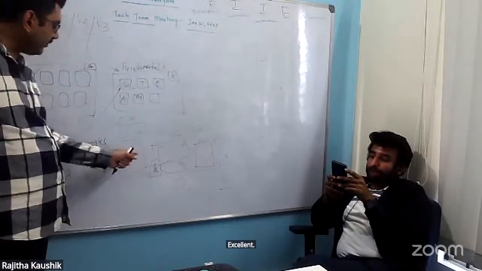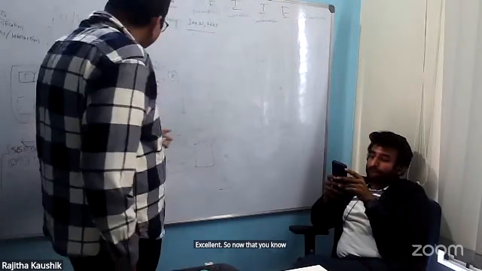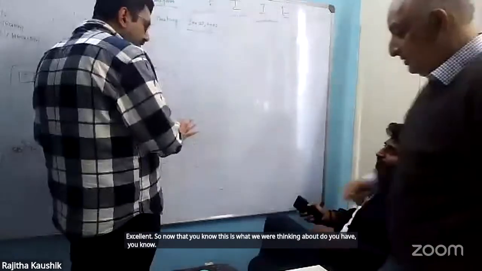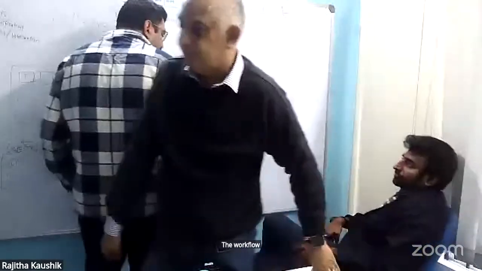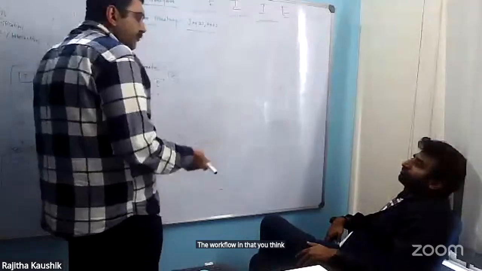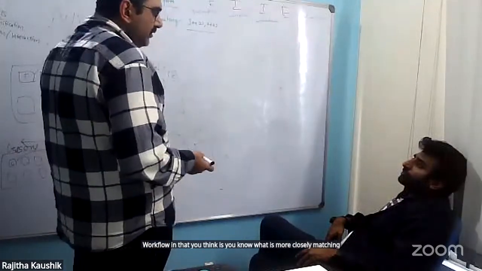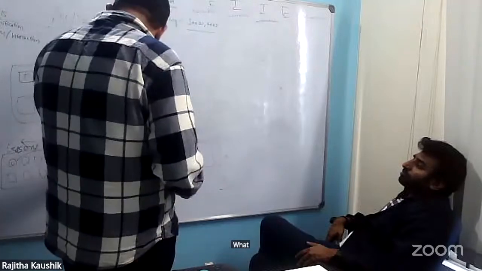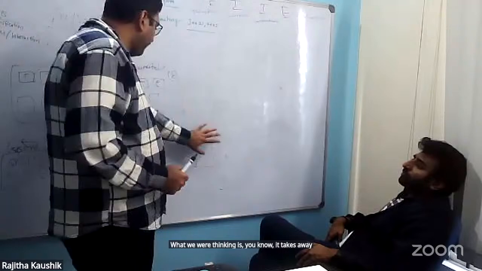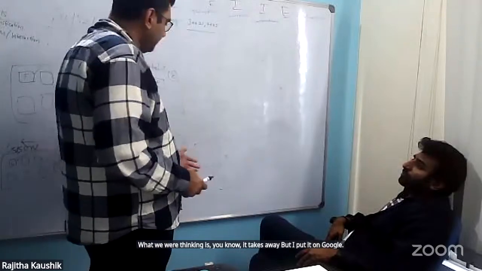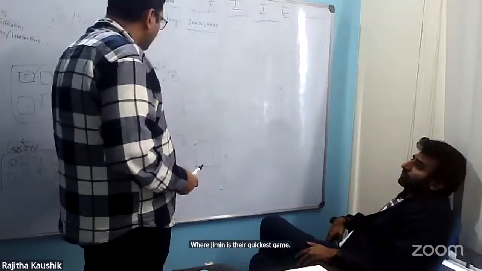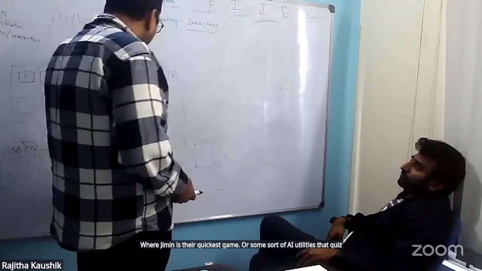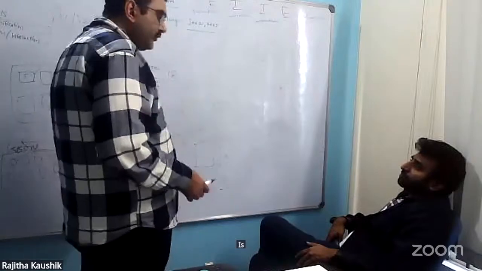So now that this is what we were thinking about, do you have the workflow that you think more closely matches what you are expecting? Then you can let me know. What we were thinking is a wrapper around Google Classroom where Gemini is there, or some sort of AI tutor is there, a quiz is there, and a lesson is there. Is there a different workflow that you were thinking about?